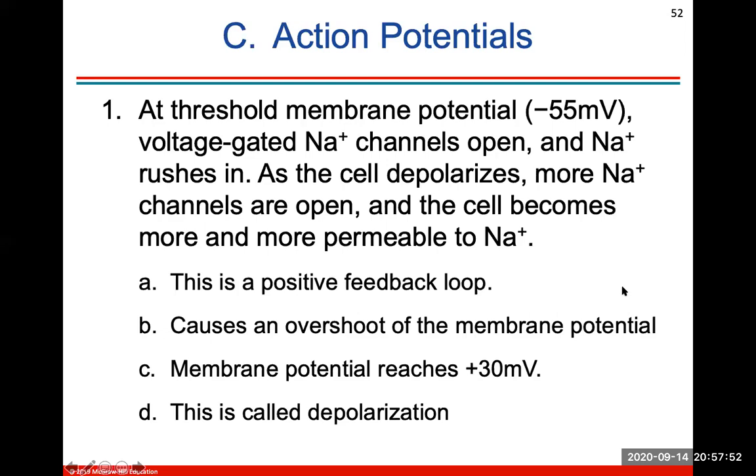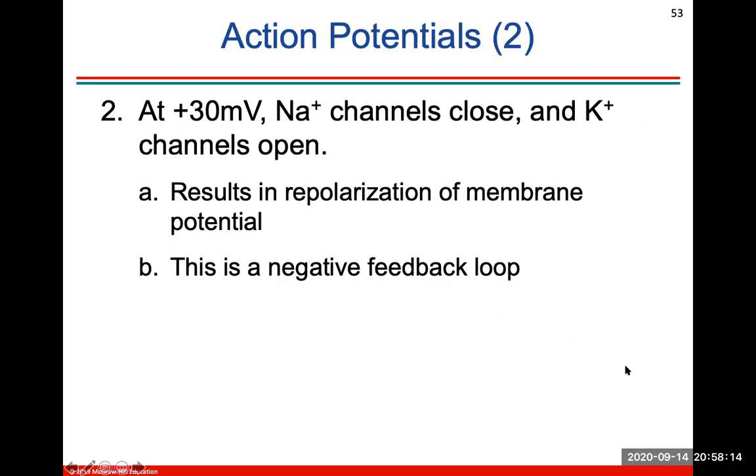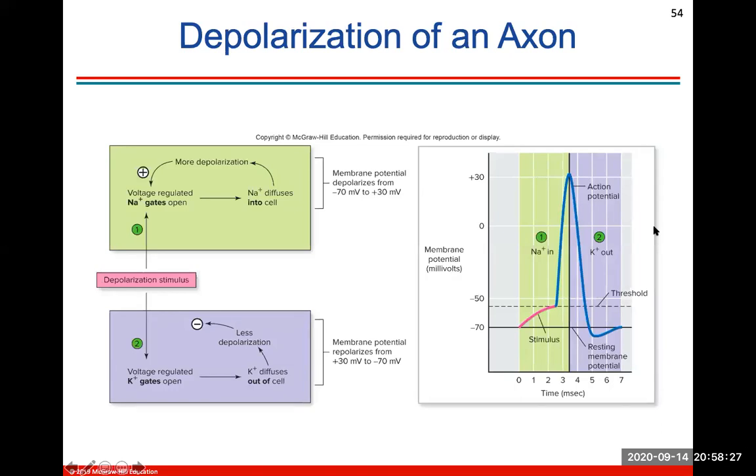At the threshold membrane potential, which is negative 55, voltage-gated sodium channels open, sodium rushes in, the cell becomes depolarized, which causes more and more sodium channels to open, and this is called a positive feedback loop mechanism. This will happen until the membrane potential reaches positive 30 millivolts, and this is called depolarization. At positive 30 millivolts, sodium channels close, potassium channels open, and potassium leaves the cell. And this will result in repolarization. This will be a negative feedback loop as it tries to bring that axon back to resting potential.